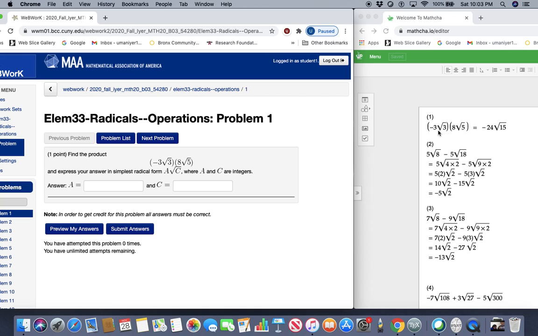Multiply the whole numbers. Negative 3 times 8 is negative 24. Multiply the radicals. Square root 3 times square root 5 is square root 15. Don't forget the square root. So A is the outer number, negative 24, and C is the radicand, the number inside. That's 15.